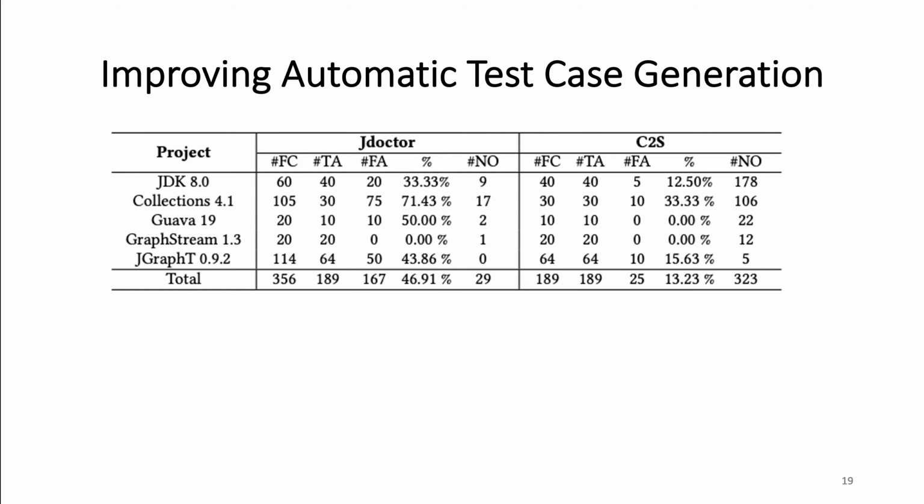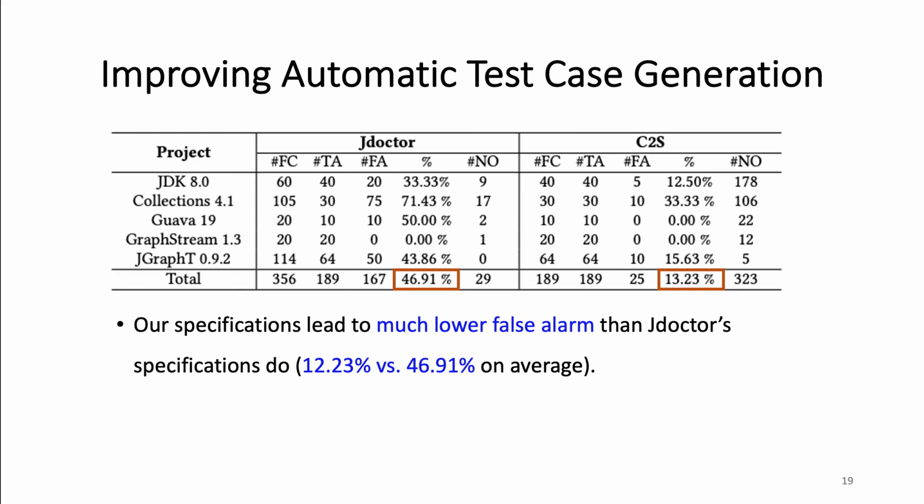This table shows the effectiveness of our specifications in improving automatic test case generation. We chose JDoctor for comparison because of its diverse specification types. Our specifications lead to much lower false alarm than JDoctor's specifications do, and the total number of new oracles generated using our specifications is much higher than that of JDoctor's specifications.